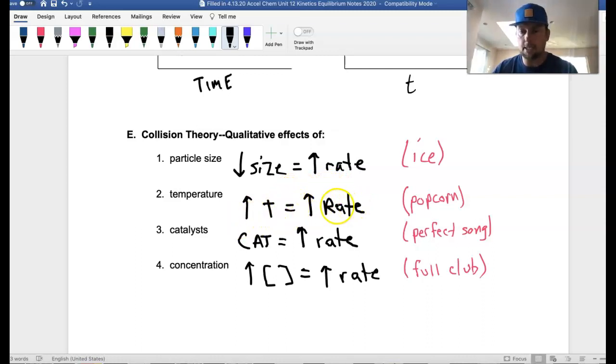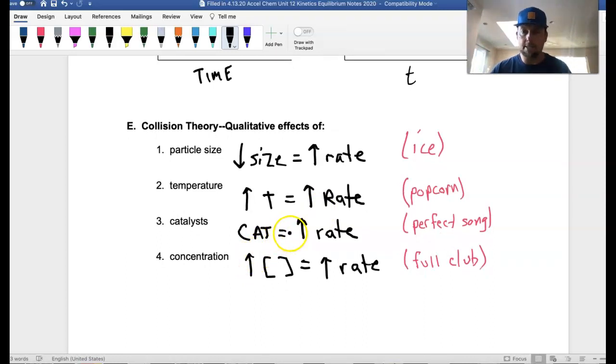For temperature, we can just think about popcorn. If we put it into a really, really hot oven or fire, I think it all makes sense that the popcorn will pop much faster. Yes, it'll burn, but that initial evaporation and popping will happen much faster at a higher temperature. Technically not a chemical reaction, but that's okay.